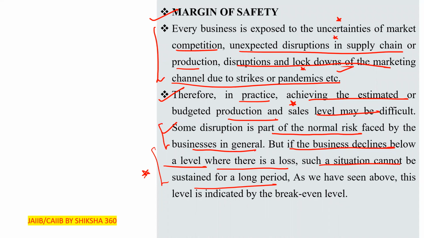As we have seen, this level is indicated by the break-even level. So how are we able to understand this case? It is understood with the help of the break-even level. If the sale is above the break-even level, we are moving toward profit. Below it, we are moving toward loss.